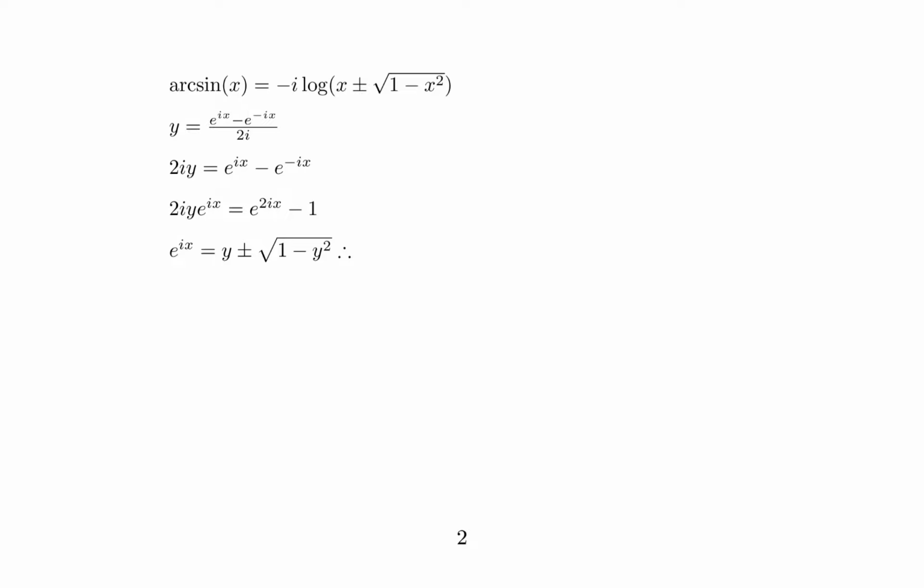So in the lower section, you can see that you can form a quadratic equation in e to the ix and solve it for e to the ix, to get y plus or minus the square root of 1 minus y squared, and then you take the logarithm and divide that by i to get the result above.